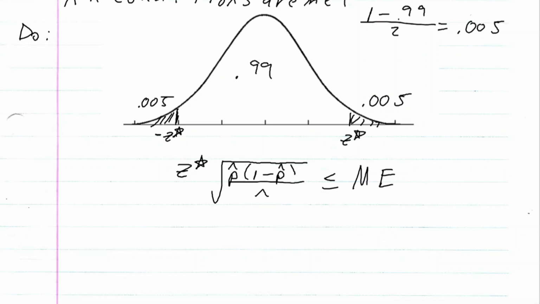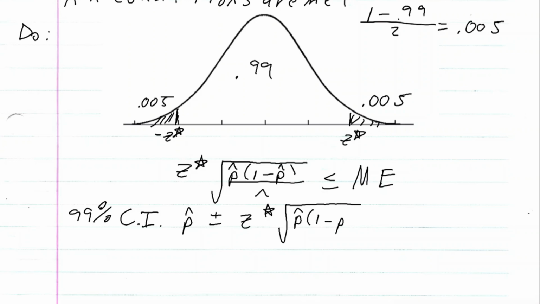Okay? So for our confidence interval, this is the 99% confidence interval. It's going to be p hat plus or minus this margin of error here, right? So it's going to be z star times the square root of p hat times 1 minus p hat all over n. Of course, for this formula, we have the p hats and we have the n, but we need to find that corresponding z star for the 99% confidence interval.